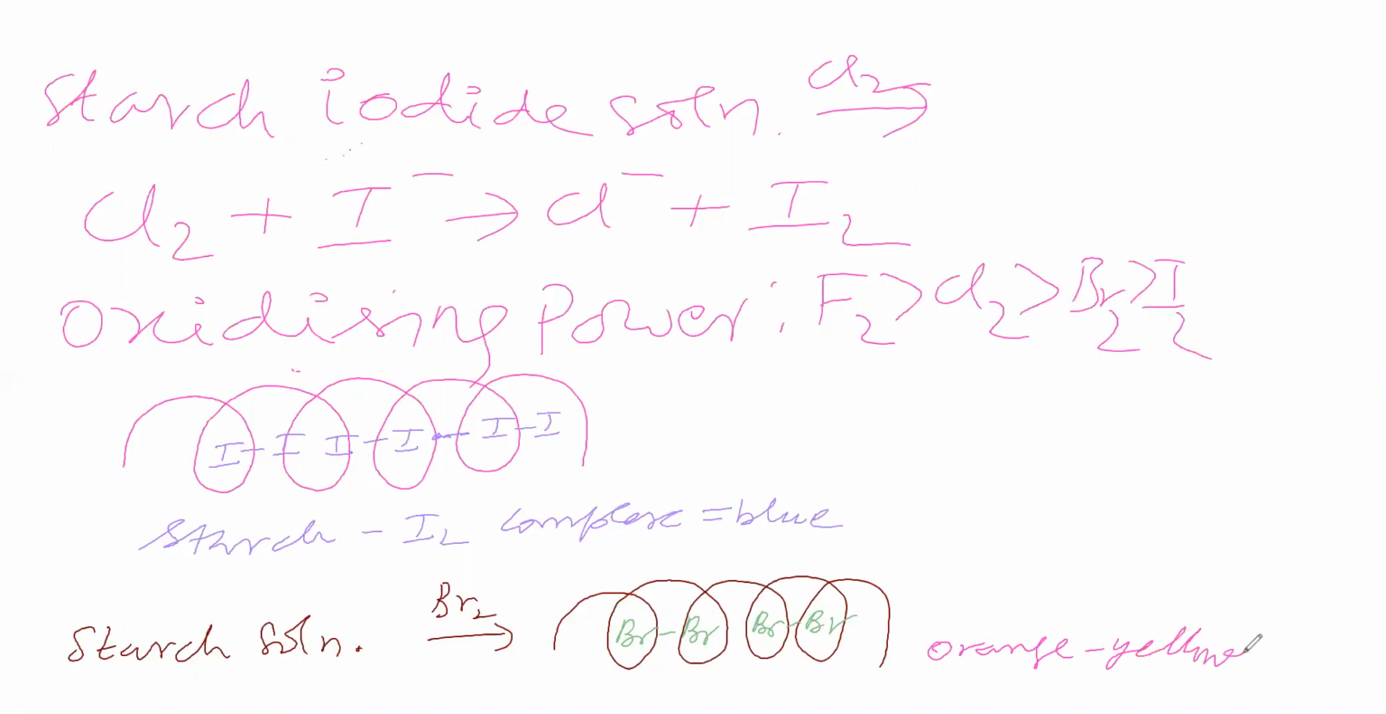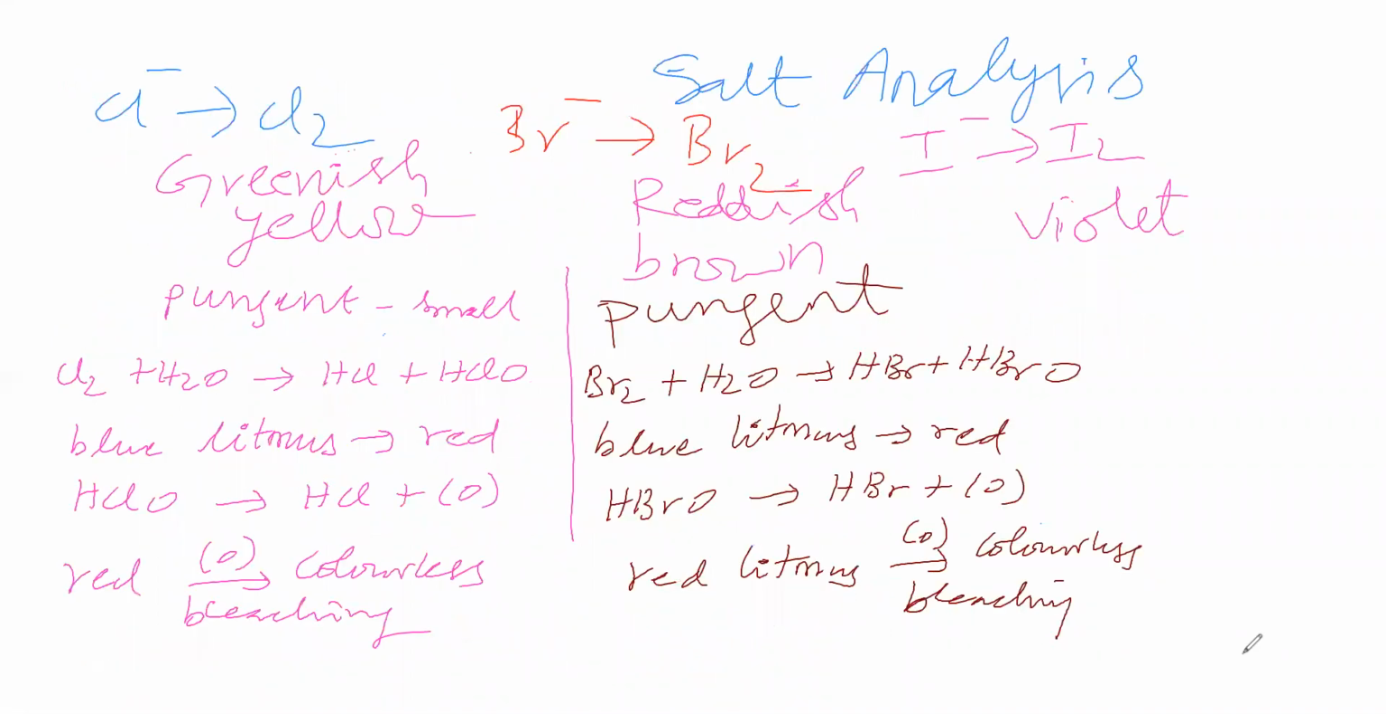Therefore, starch solution with bromine gives orange yellow.